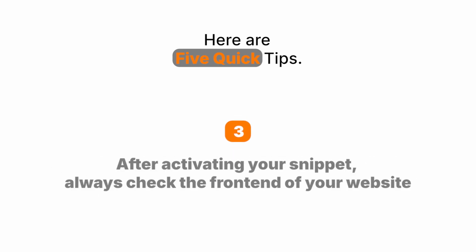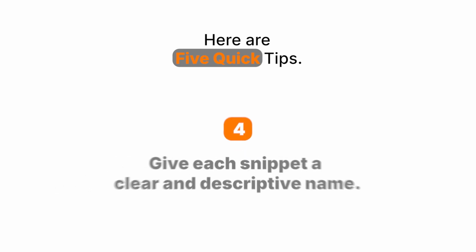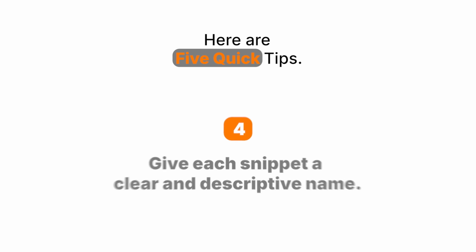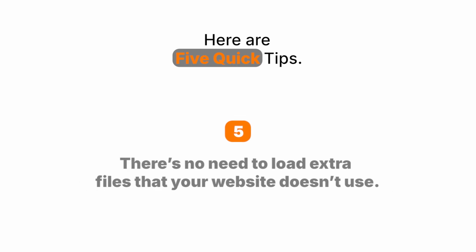Tip number 3. After activating your snippet, always check the front end of your website. Test your pages, menus, forms, animations, and other interactive elements to make sure everything is working correctly. Tip number 4. Give each snippet a clear and descriptive name. This will make things much easier to manage when you have multiple snippets in your dashboard. And tip number 5. If you're no longer using a library, disable or remove it. There's no need to load extra files that your website doesn't use.